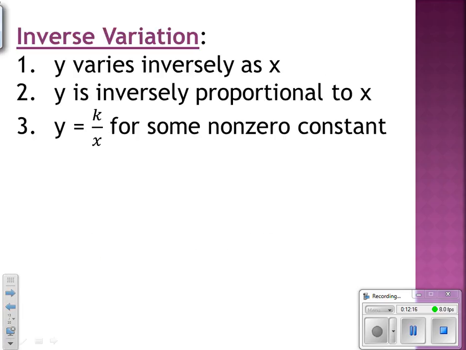So y varying inversely as x means that y is inversely proportional to x, and it has a different model. Instead of k times x, it's going to be k divided by x.